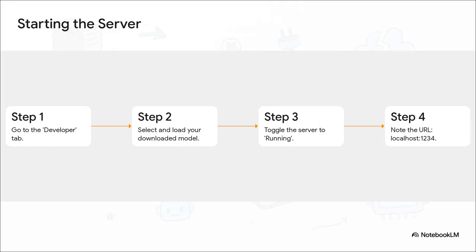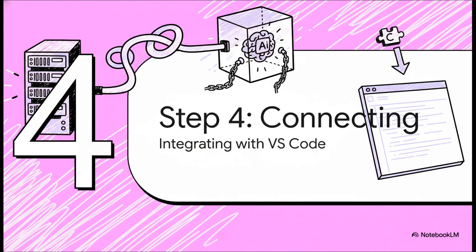Easy enough? With those settings all dialed in, we just head over to the Developer tab, select the model we downloaded, and click Load Model. As soon as that's loaded up, we just flip the server switch to running. And just like that, you have a live AI server running on your very own machine at localhost 1234. How cool is that?